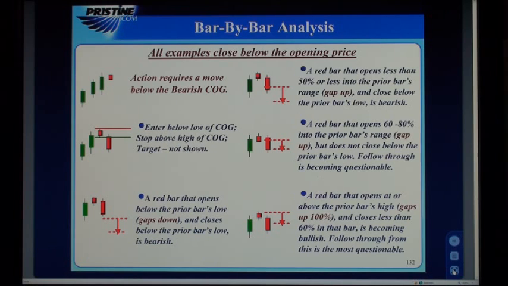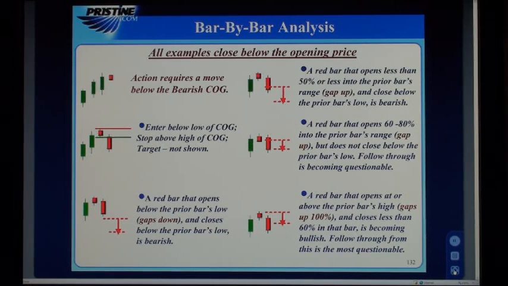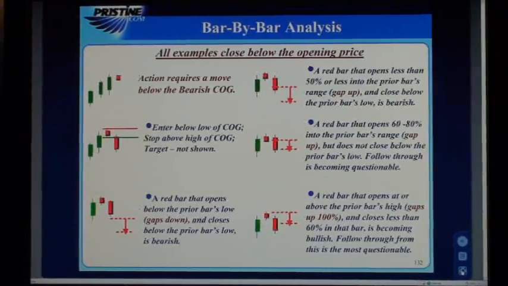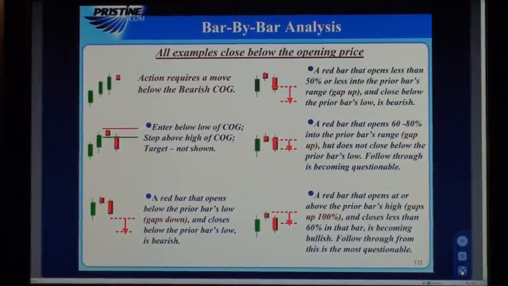In our example on the upper right, we have a bar that opens less than 50% into the prior bar's range. In other words, a gap up. It closes below that prior bar's low and below the open. We have a bearish bar. It's suggesting prices should go lower.